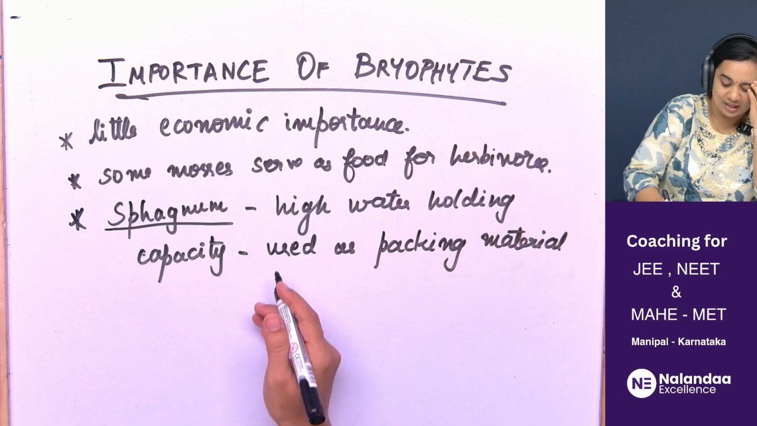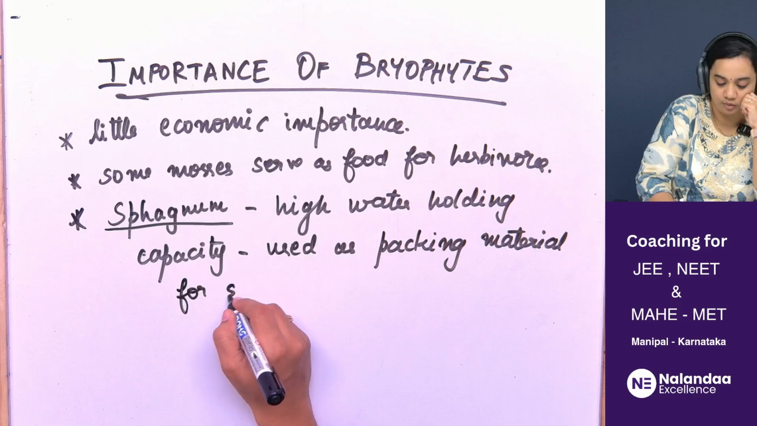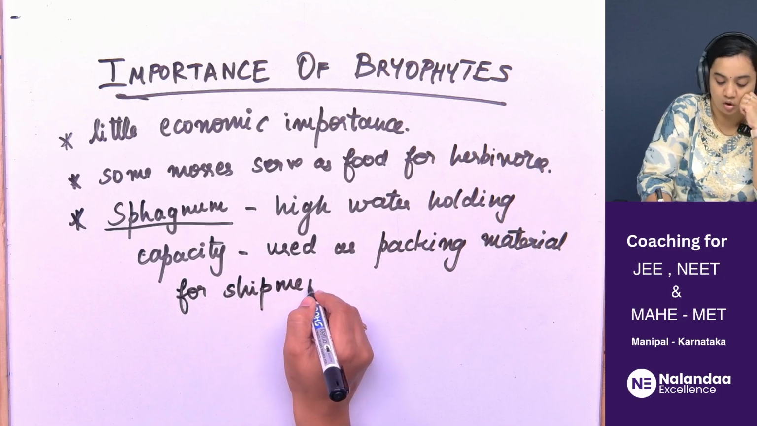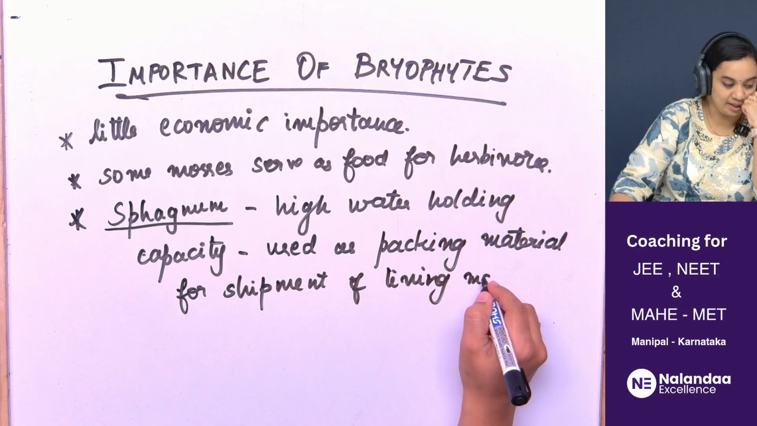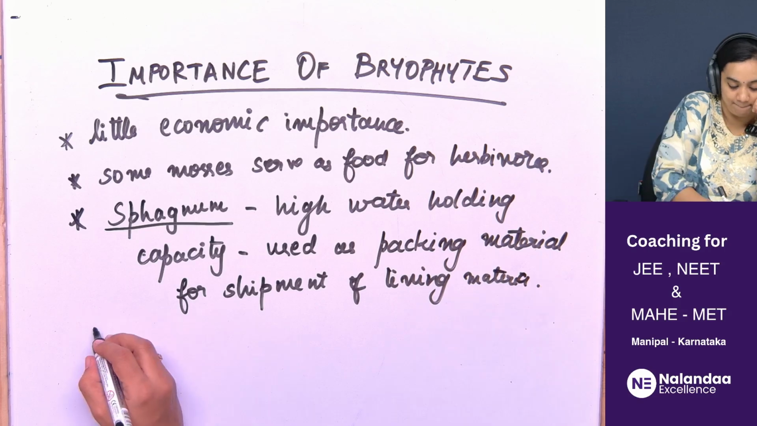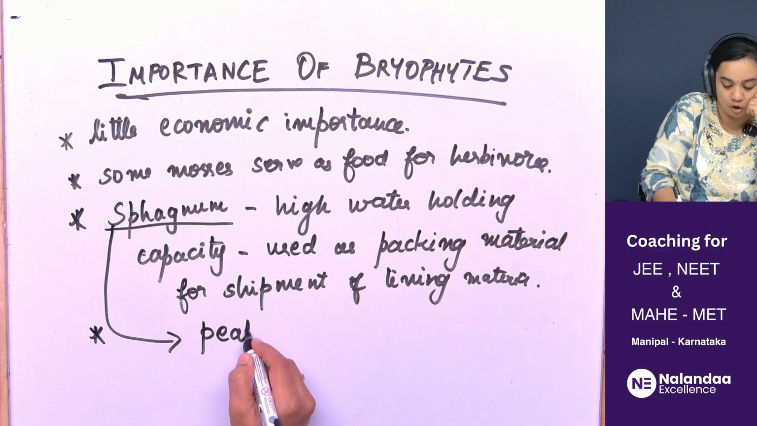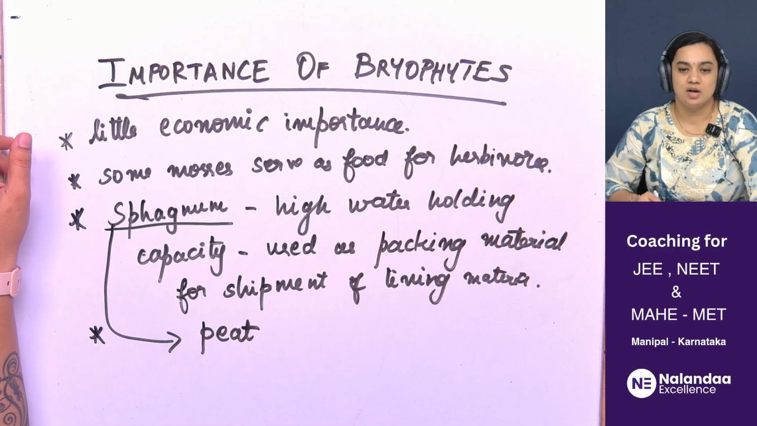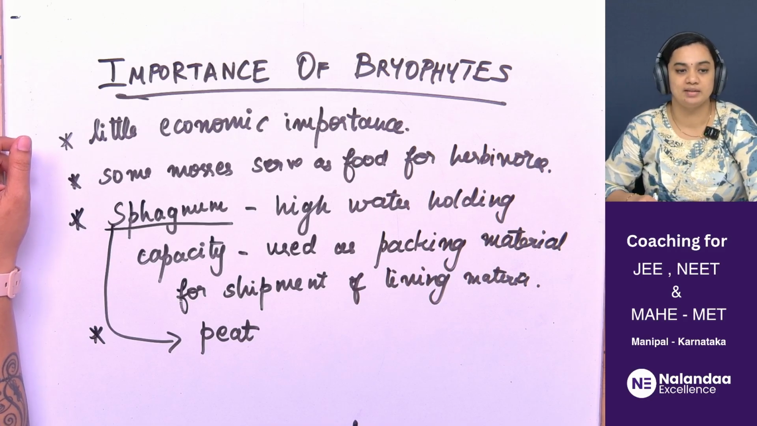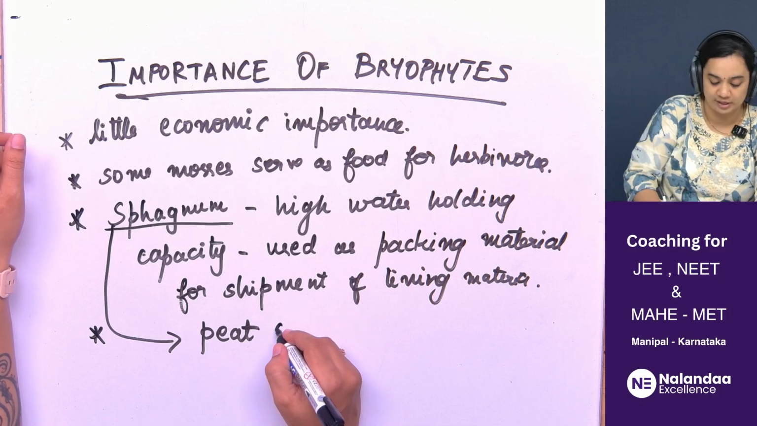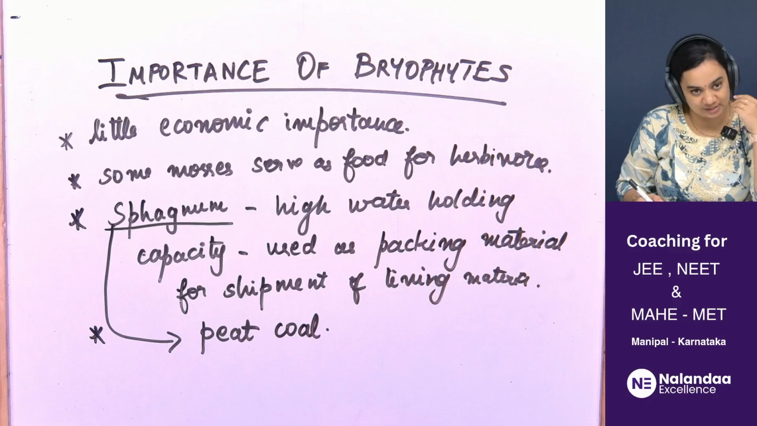Okay, so that is the use of sphagnum as packing material for shipment of living materials. So this is one economic importance. And another use of sphagnum is that it provides something called peat, or peat coal. You might have heard it's a source of fuel. Fossilized forms of sphagnum usually turn into coal, called peat coal. So that is a source of fuel from sphagnum.